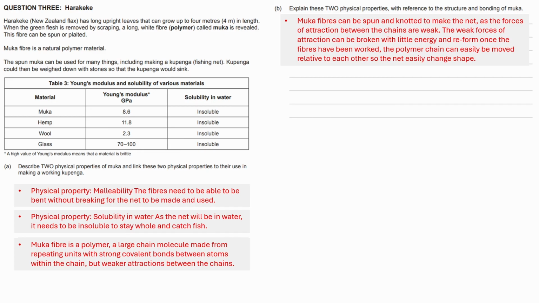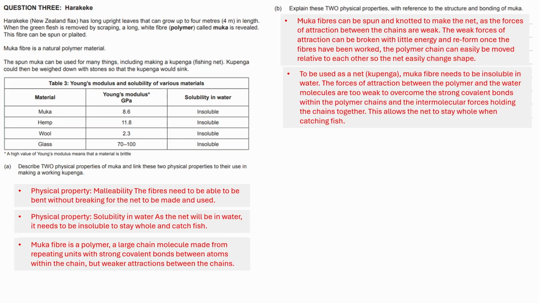Now, when we're talking about reforming here, what we're really talking about is we can bend them and we can knot them. The polymer chains can be easily moved relative to each other, so the net can easily change shape. So when a fish goes in there and we pick it up, it can change its shape and it won't shatter. It's not brittle.